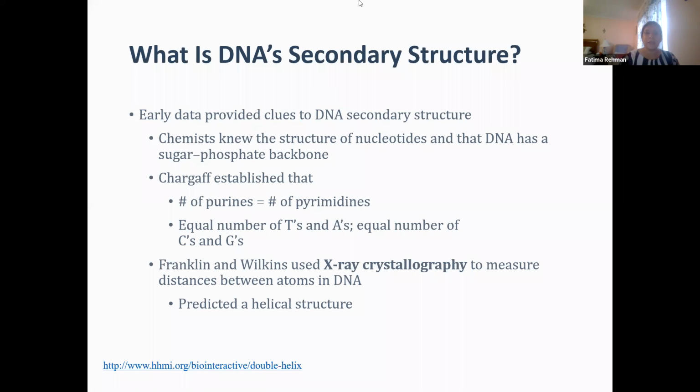Okay, so let's go back now and look at DNA's secondary structure. We know what it's basically made of. Let's go back and see how we combine that together. Several different experiments were done over the course of a decade to get to the point where they were able to actually see the DNA secondary structure and how it functions.